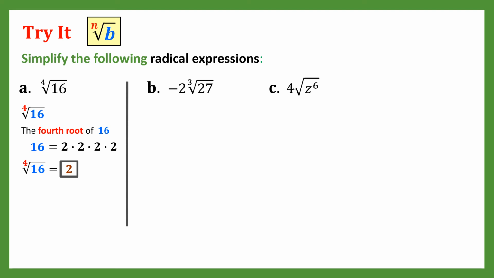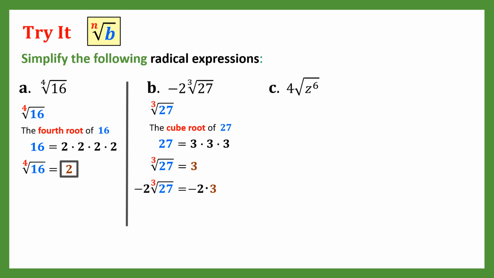Let's now look at the second example. This expression has the cube root of 27. To evaluate, let's look at the value of 27. By factoring 27, we see that it's equal to the repeated multiplication of 3 three times. This means that the cube root of 27 equals 3. And so, negative 2 times the cube root of 27 equals negative 2 times 3, which equals negative 6. And this is the result of the second example.